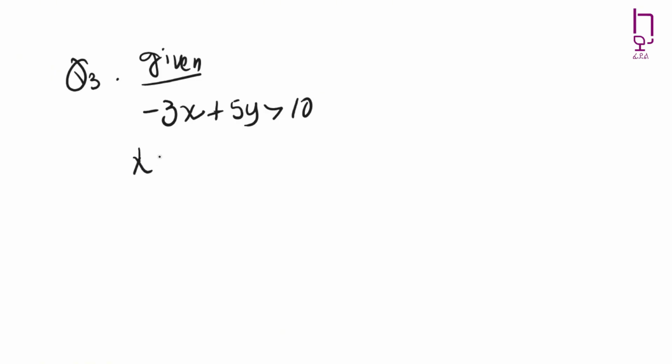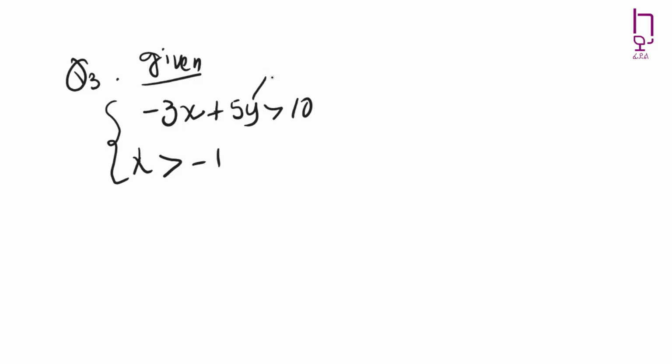Question 3, you are given these inequalities. You are given minus 3x plus 5y is greater than 10, and you are also given x is greater than minus 1. So you are given this. The question says find the solution for this system of inequalities.